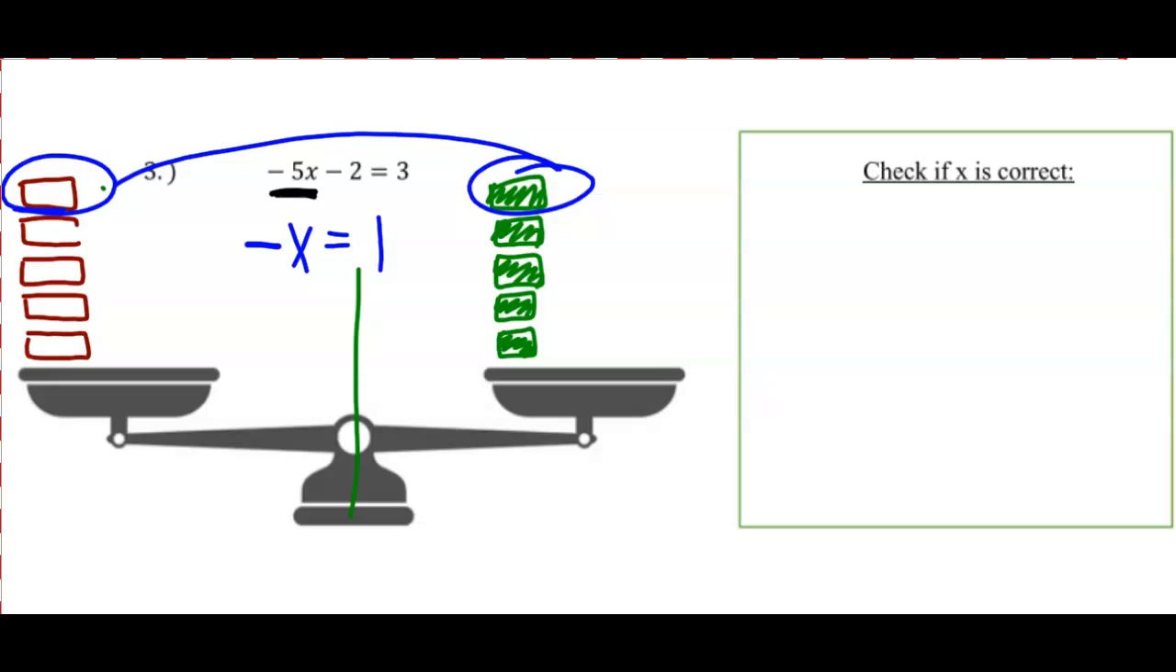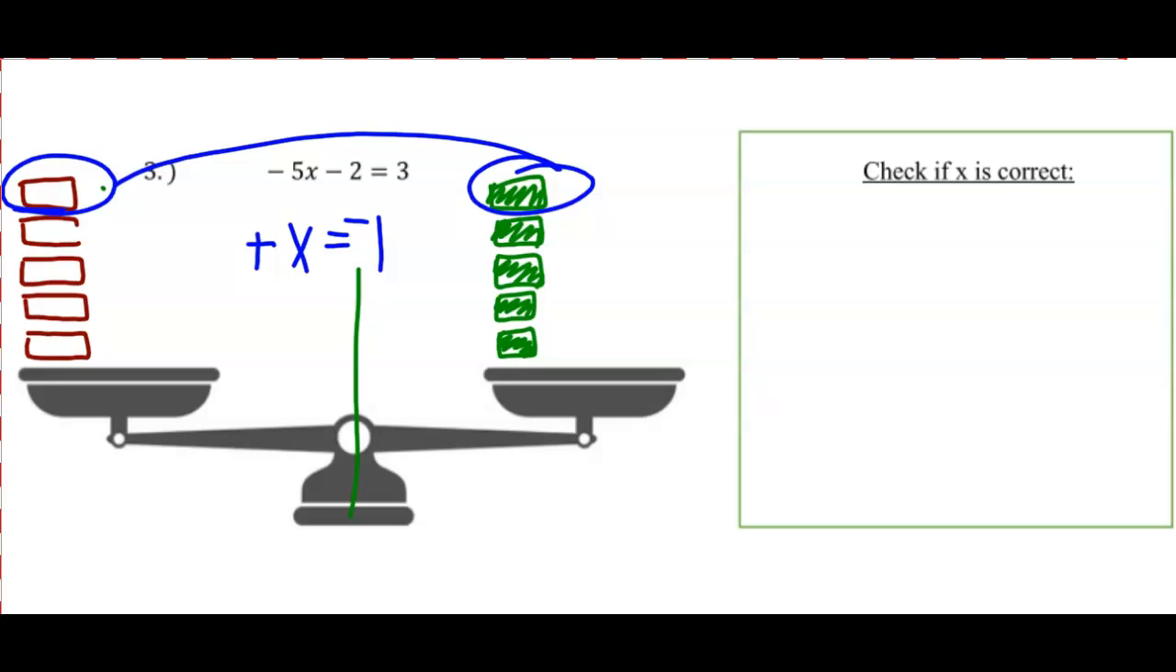But here's the thing. Our answer can't be a negative x. It has to be a positive x. So I need to take and change that, just change this to be positive, and then change the sign on the other side. And now that's my answer.